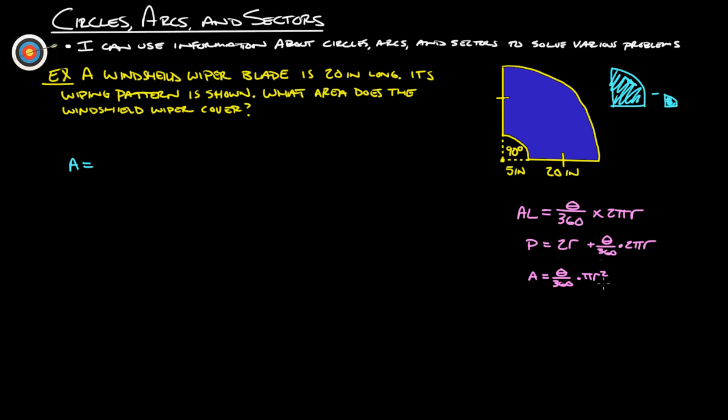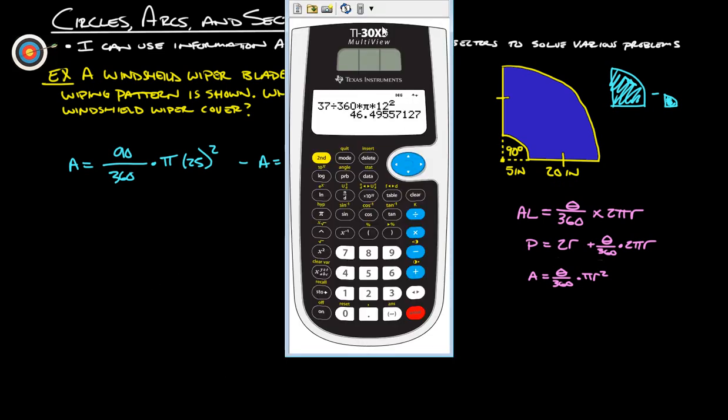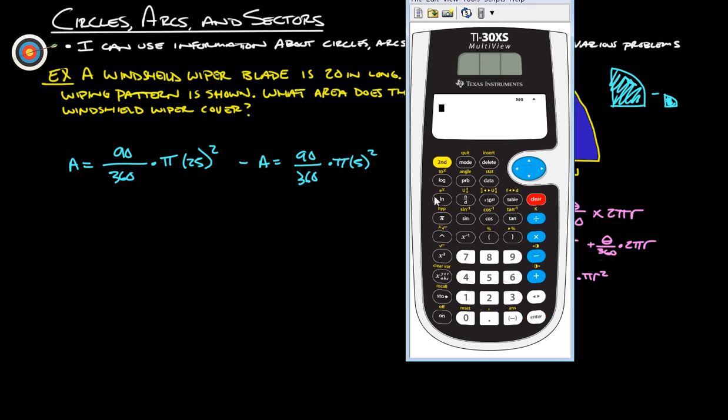That's our radius, right? So let's go back to the beginning here. Our angle measure is 90 over 360, times pi, and then our radius of the whole thing is going to be 25 squared, right? So we're going to take that, and then subtract the area of this little piece right here, which is still 90 over 360 times pi, but now the radius of this is just 5 squared. Okay, so let's calculate those two things out, and then we will subtract them, and that will be the area of that blue piece over there, right?